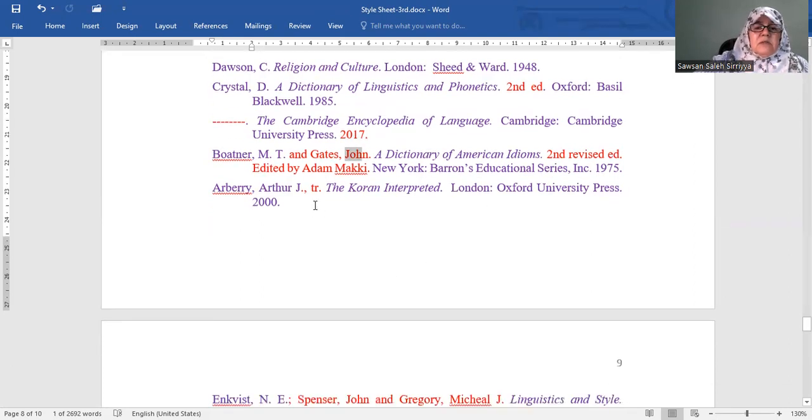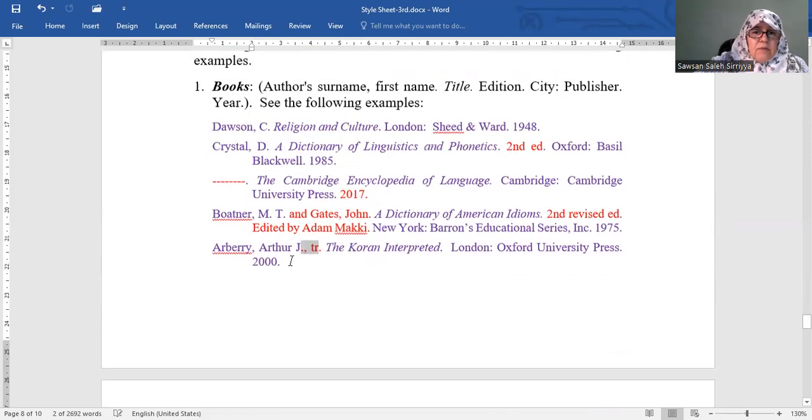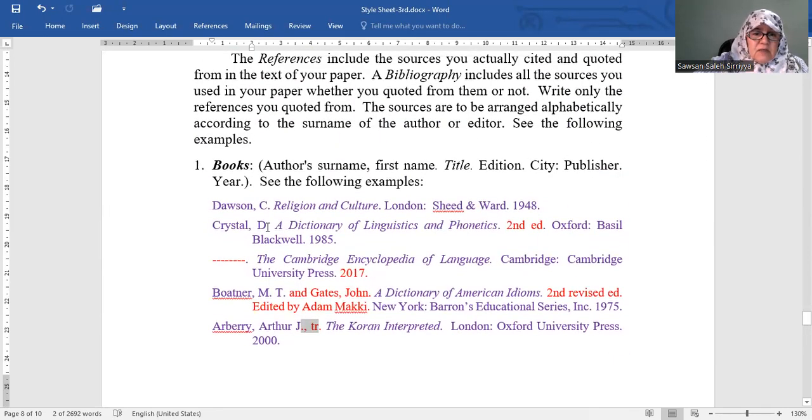Now, notice this is a translator. I write it like this. Okay? If it is only the editor, and I have only the editor, for example, this is the editor. In this case, I write like this, AD. This is going to be the editor. Okay?